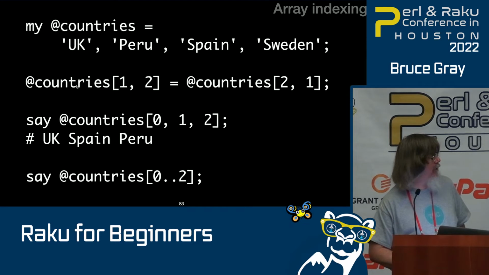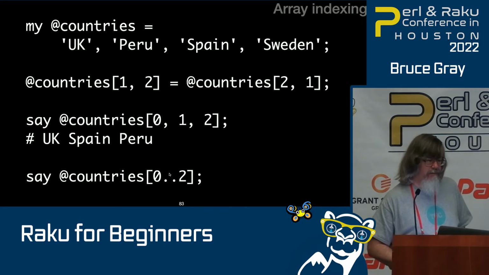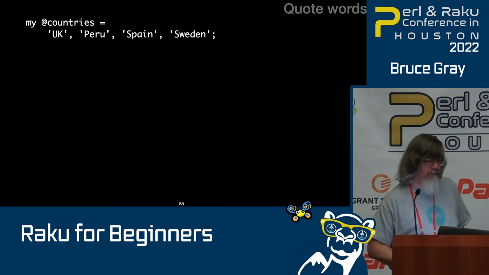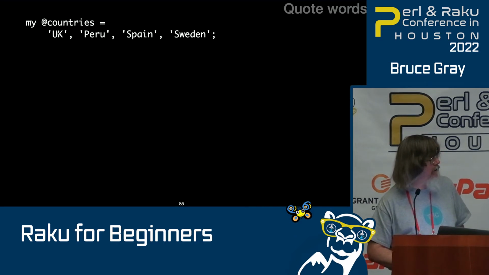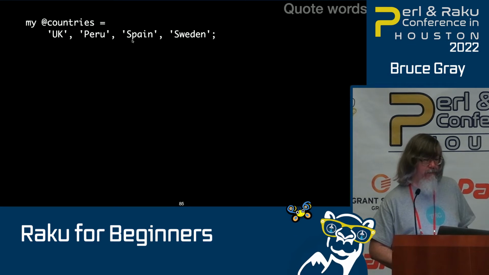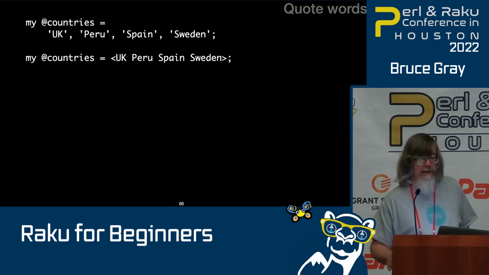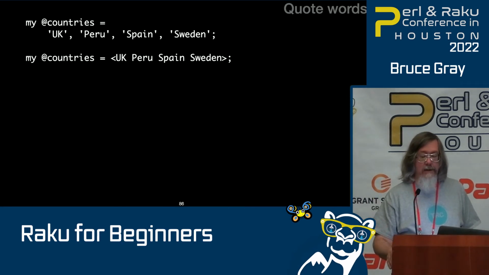So after we swap those two, we can ask for all three. That was supposed to be taken out because you don't know about ranges yet. I'm skipping that. Okay, we've been initializing countries, but they're all single words, so we could also use the word quoting syntax to make it easier on the eyes. Items will be divided by white space, just like Perl's qw, but without the qw.